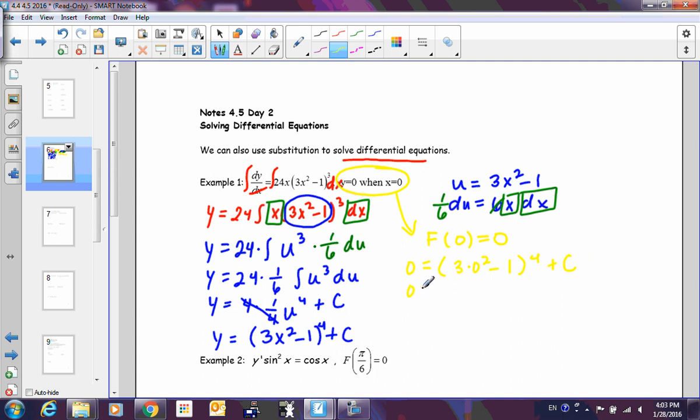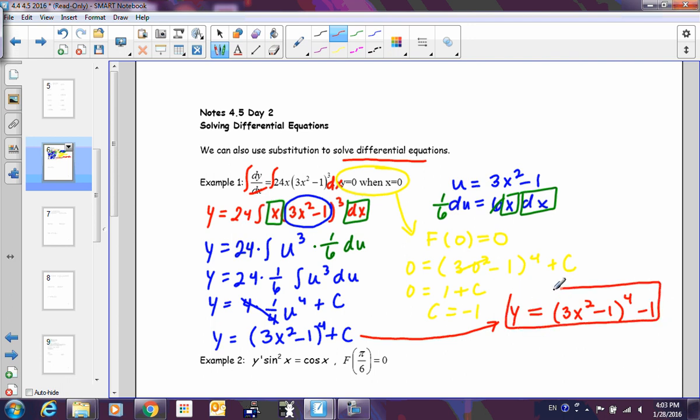Okay, so that's a 0 equals, this is like what we did before the test. That's going to all become 0. -1 to an even power is going to be 1 plus c. So that means that c is -1. So my final answer is going to be y equals, I'm just getting this from over here, parenthesis, 3x squared minus 1 to the 4th. Instead of plus c, I'm going to write minus 1. So essentially, the day 2 stuff is just going ahead and solving for c.